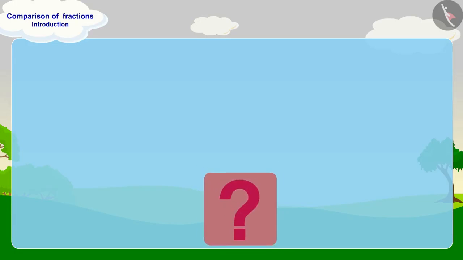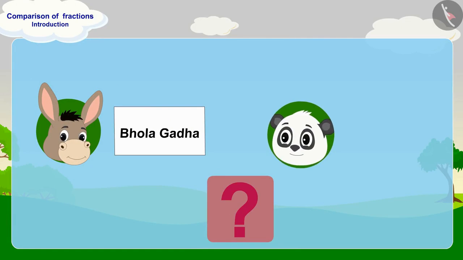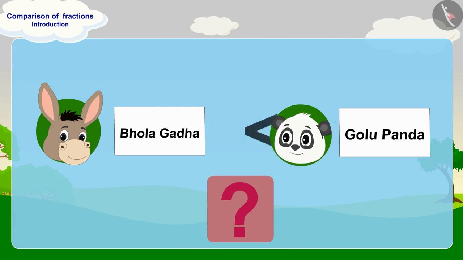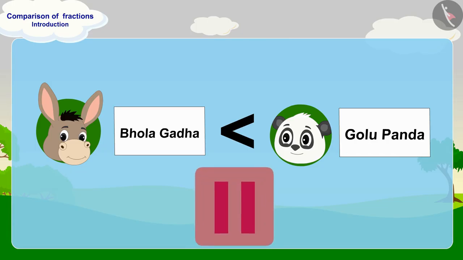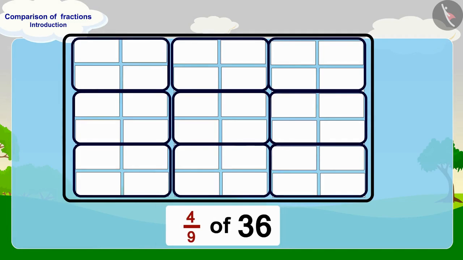Children, can you tell how many pieces of paper Bhola has written his name on? Are these more or less than the pieces of paper on which Golu has written his name? You may find the answer to this question by pausing the video. Well done, children. You have found the right answer. Bhola has written his name on 4/9 parts of 36.